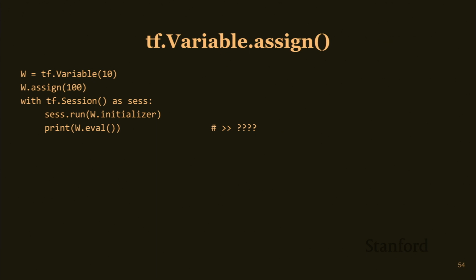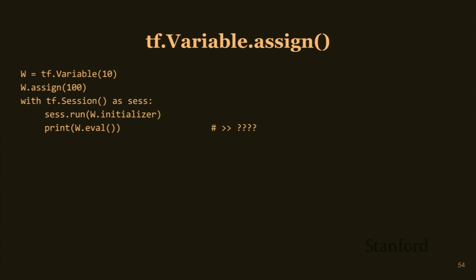So here's a question. You create a variable w with initial value 10, and then you want to assign the value 100 to w, and then you initialize w, and then you evaluate the value of w. What do you think we will get when we run this? 10? Why do you think it's 10? You only run the initializer. Yes, you're right.